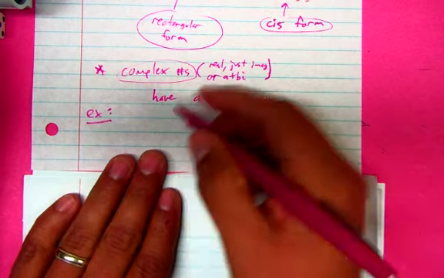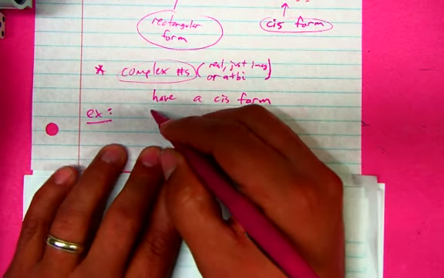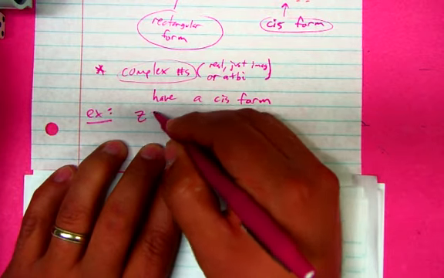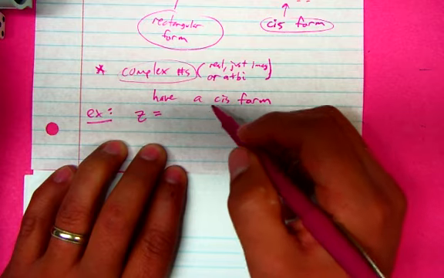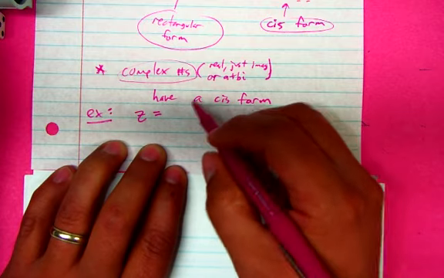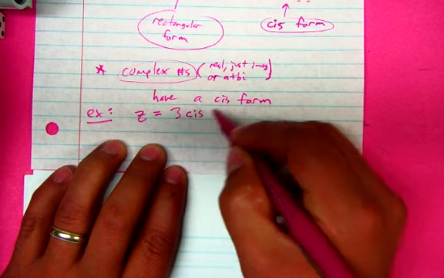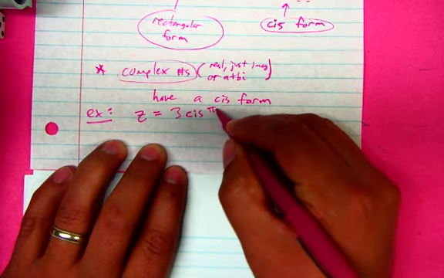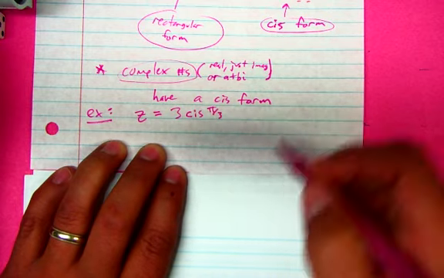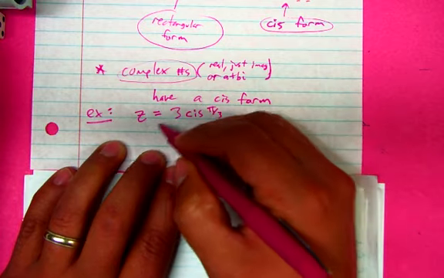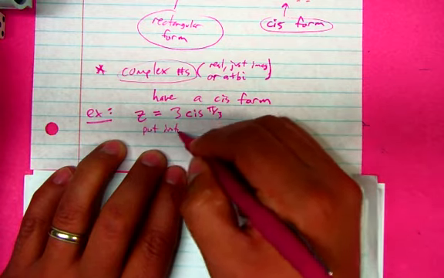So let's take z equal to, that's a z, Kev, yeah. Let's take z equals 3 cis pi over 3 and put it into rectangular form.